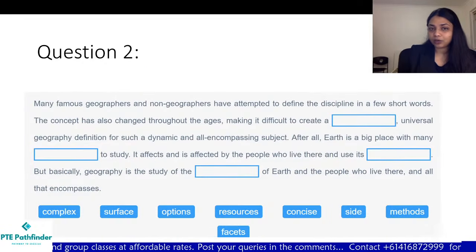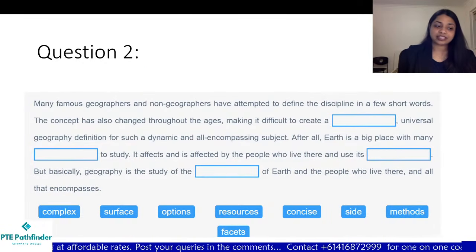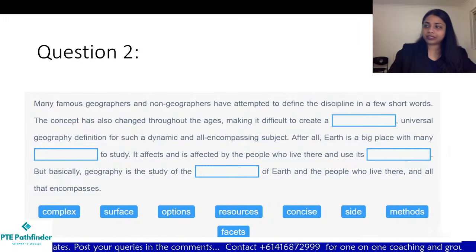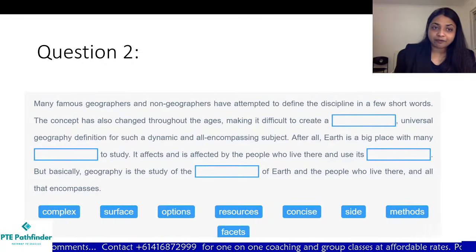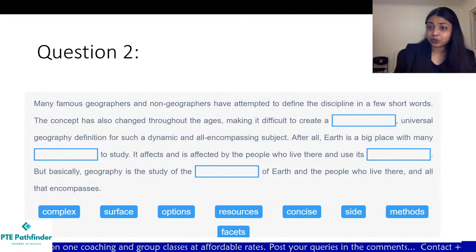This is again one of the recent exam questions from the exam. So let's read through it and try to solve this one together as well. So it says, many famous geographers and non-geographers have attempted to define the discipline in a few short words. The concept has also changed throughout the ages, making it difficult to create a dash universal geography definition for such a dynamic and all-encompassing subject.